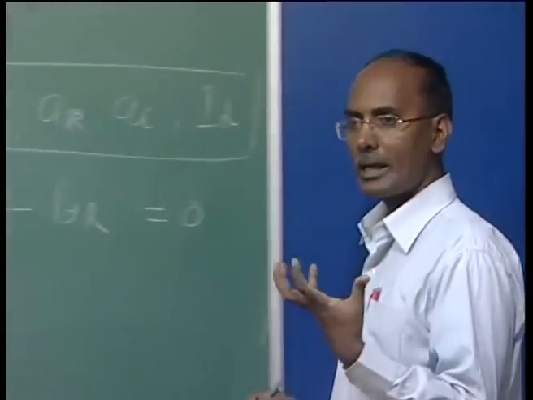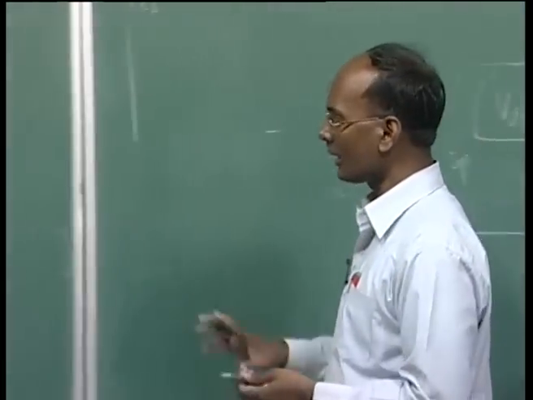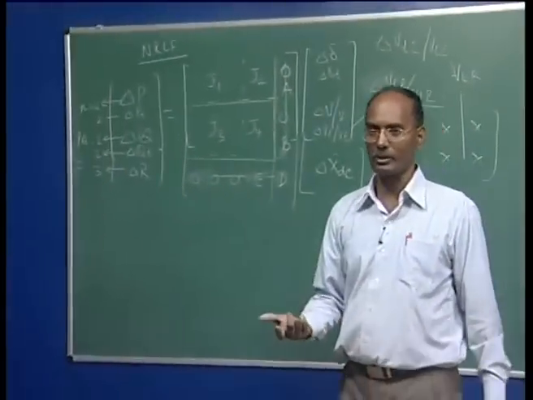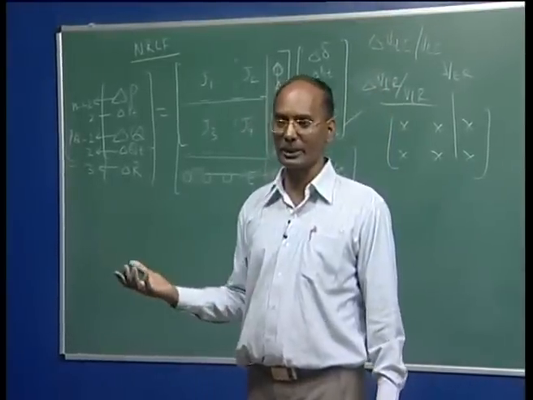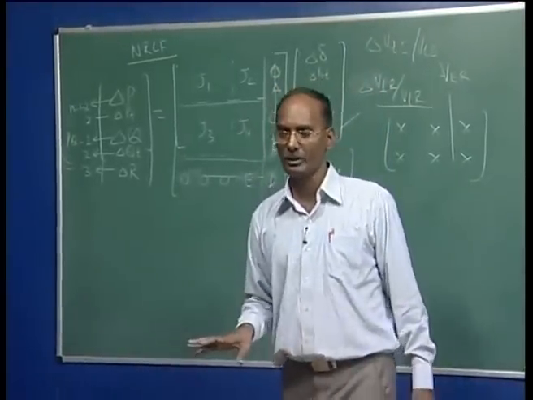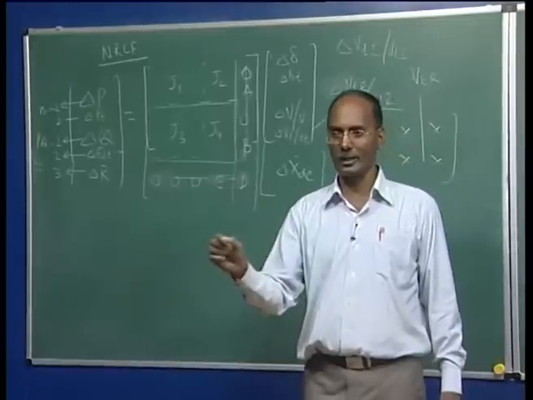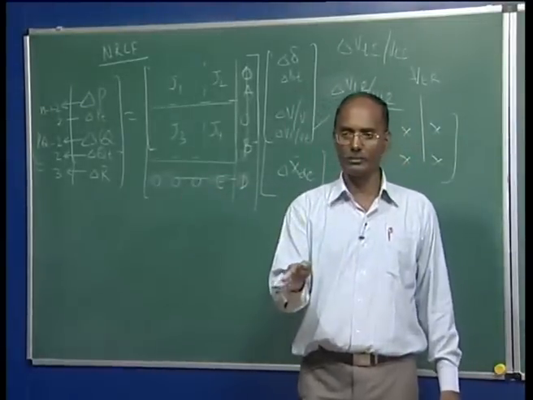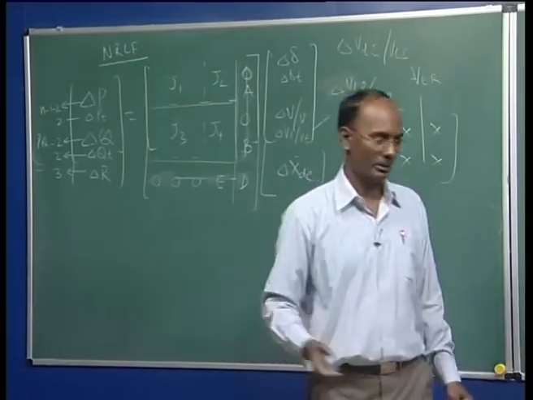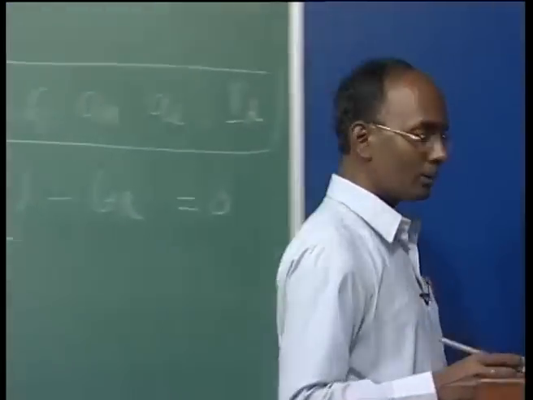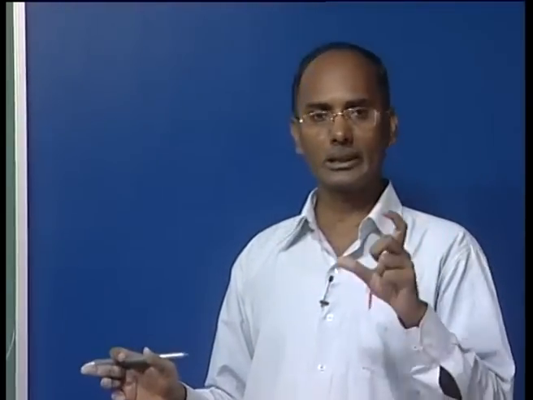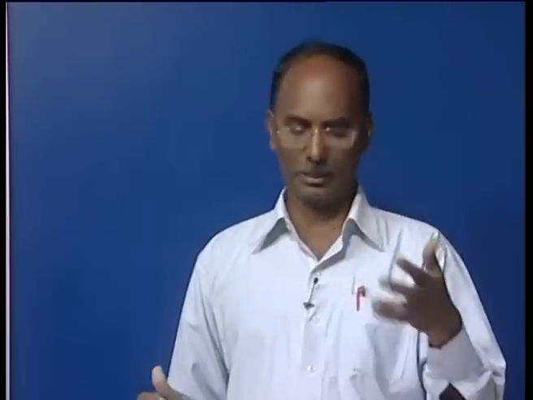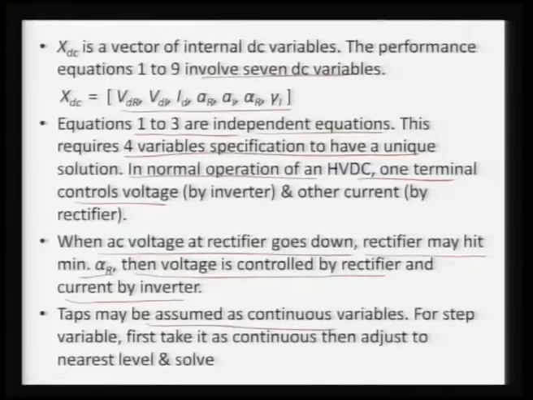The tap is normally not a continuous variable. However, in solving this we treat it as one continuous variable, not discrete, though a tap cannot take fractional values. So first we take it as a continuous variable, then we fix its nearest value, and then we solve again. Even in AC load flow, if an OLTC transformer is there, the taps are taken as a continuous variable, then we fix the nearest value and solve again. That is why it is assumed to be a continuous variable.